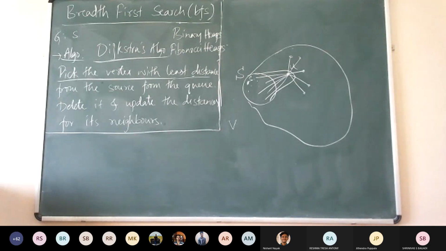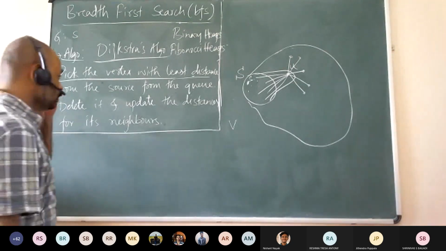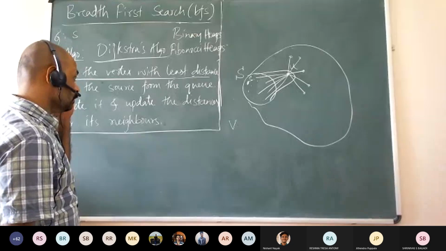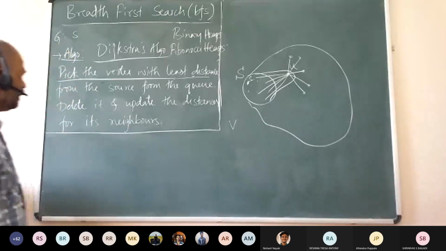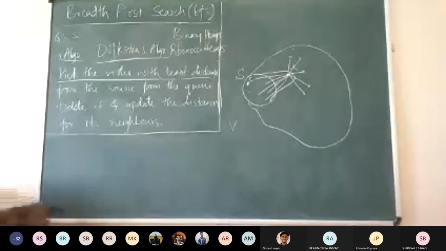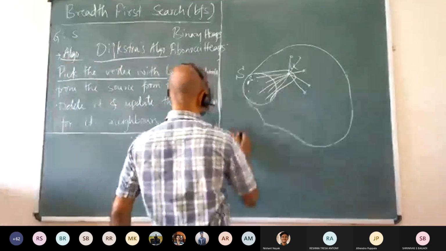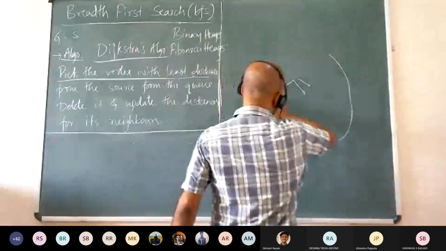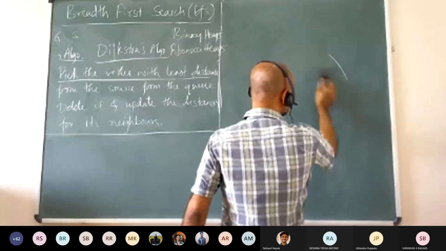Okay. So this is the algorithm. Now, how do we implement this using the queues or the heaps we have studied? So is the algorithm clear? Any doubt with the algorithm?